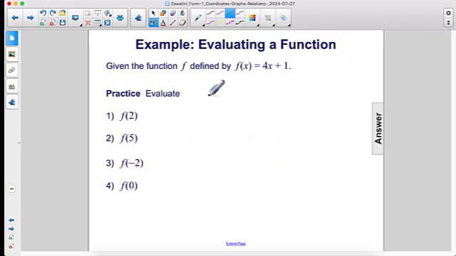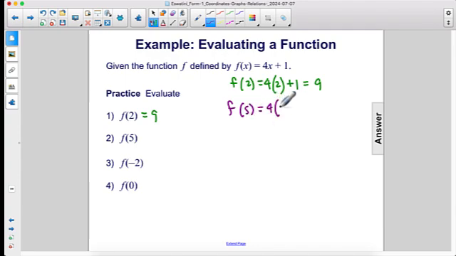Given the function f defined by f of x equals 4x plus 1, evaluate f of 2. All right, so f of 2 is going to be 4, there's an x, so I put in parentheses 2, plus 1. 4 times 2 is 8, plus 1 is 9. All right, next, f of 5. 4 times 5 plus 1. That's 20, plus 1 is 21.